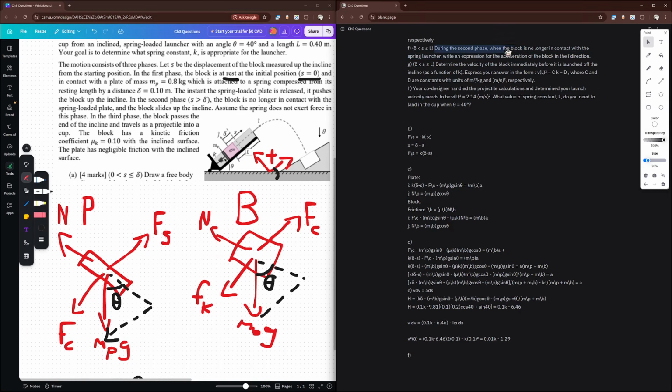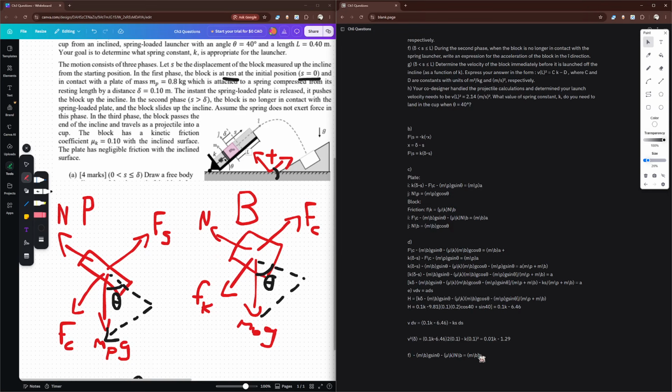Okay, F. During the second phase, when the block is no longer in contact with the spring launcher, write an expression for the acceleration of the block in the I direction. So we can ignore the J's for this question. Nice and easy, ignore the J's. So we can actually go back to our block I acceleration right here. What has changed about this acceleration? Well, now there's no more contact, right? And yeah, that's kind of it. That's all that changed.